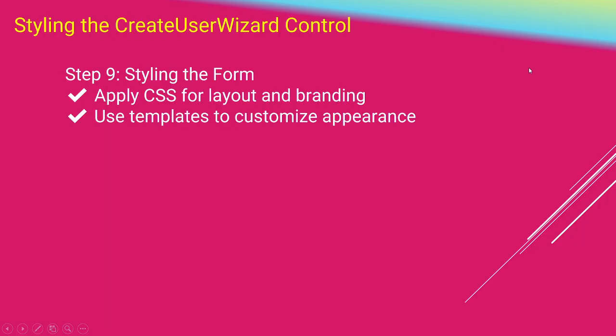To make the user registration form look professional, you can apply CSS styles. You can use templates within the CreateUserWizard control to modify the layout, labels, buttons, and colors to match your website's branding. Use the wizard steps property and set layout template, or use external CSS files for custom styling.